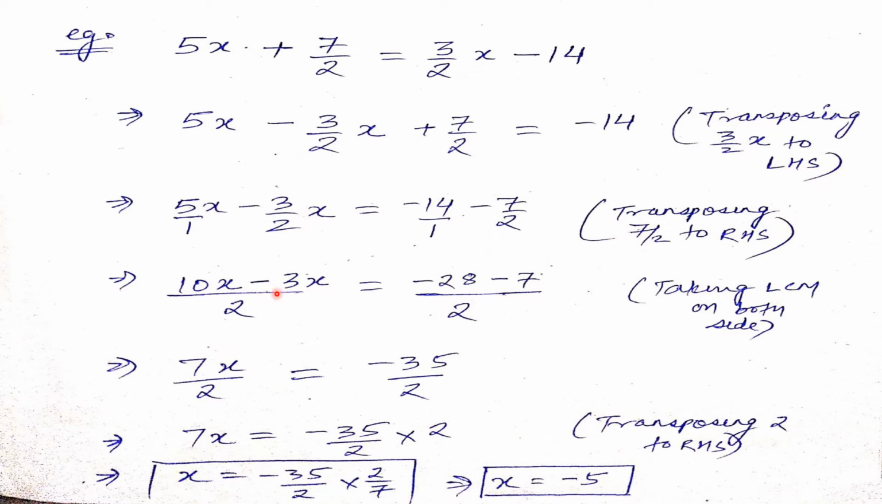So we have got the numerator as this, and the denominator as the LCM, which is equal to 2 here also. 1 twos are 2, therefore minus 14 twos are minus 28. 2 ones are 2, therefore 7 ones are 7, it is negative. Now 10x minus 3x is 7x upon 2, equal to minus 28 minus 7, they will be added, it becomes minus 35 upon 2.